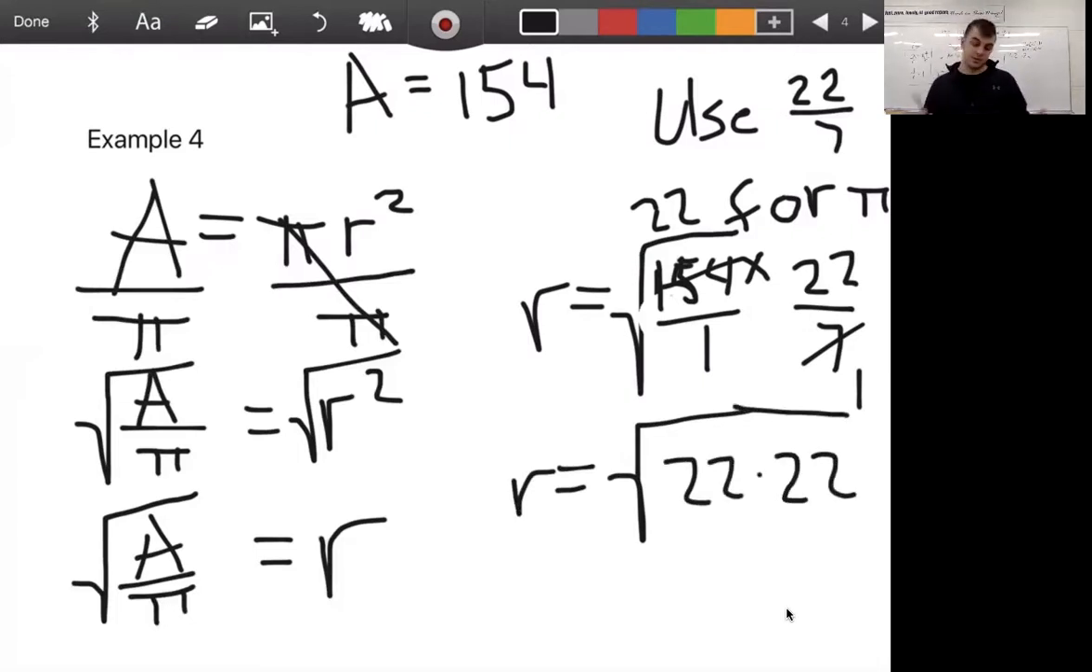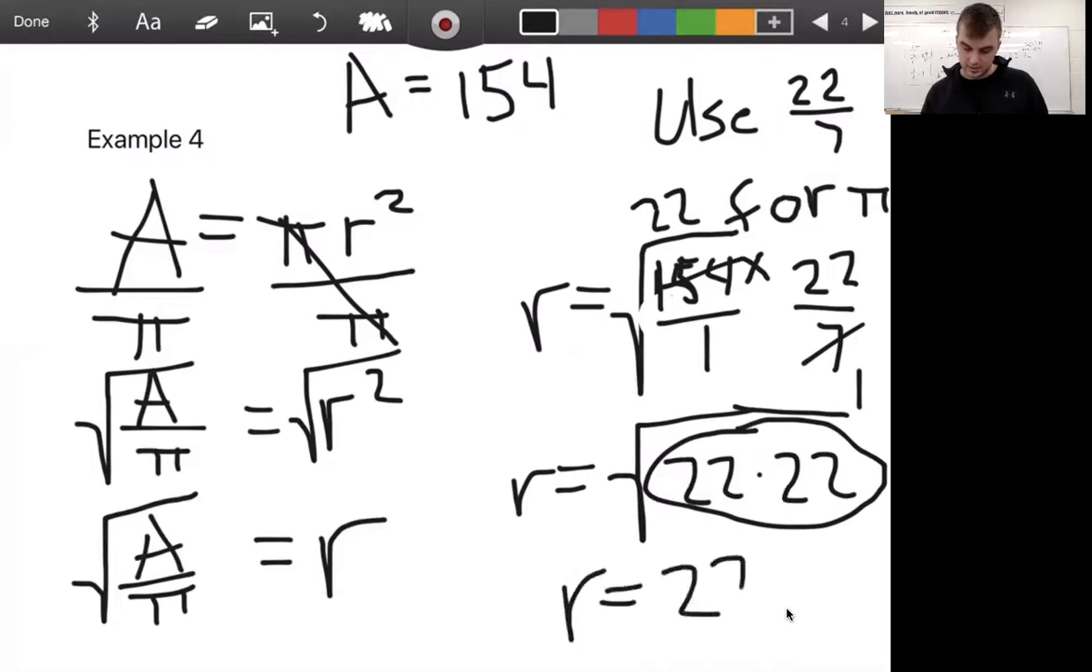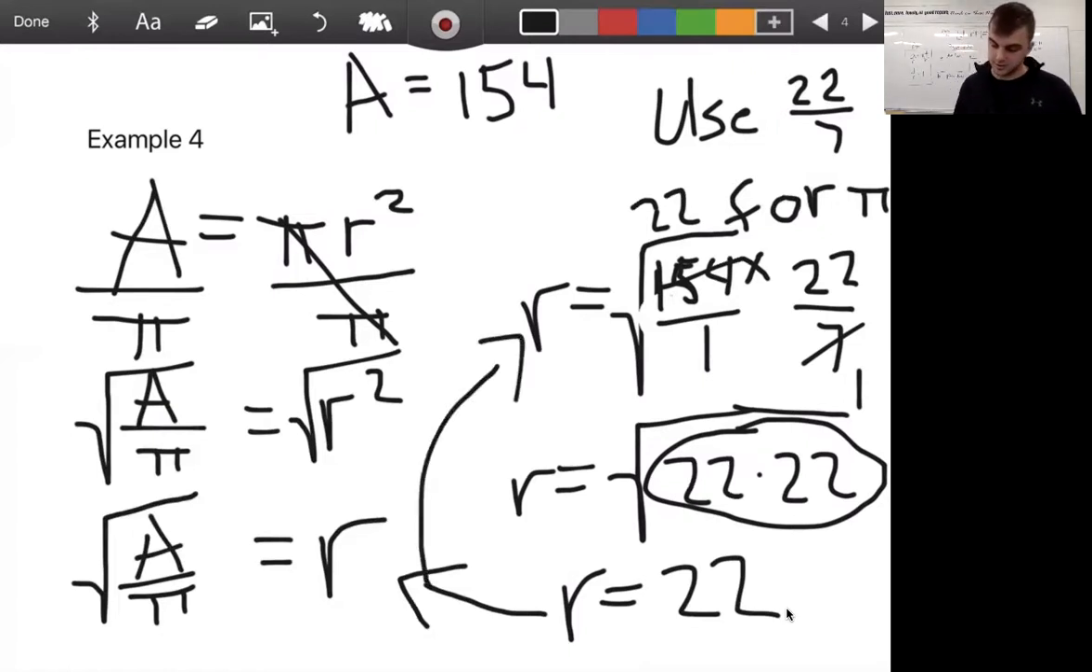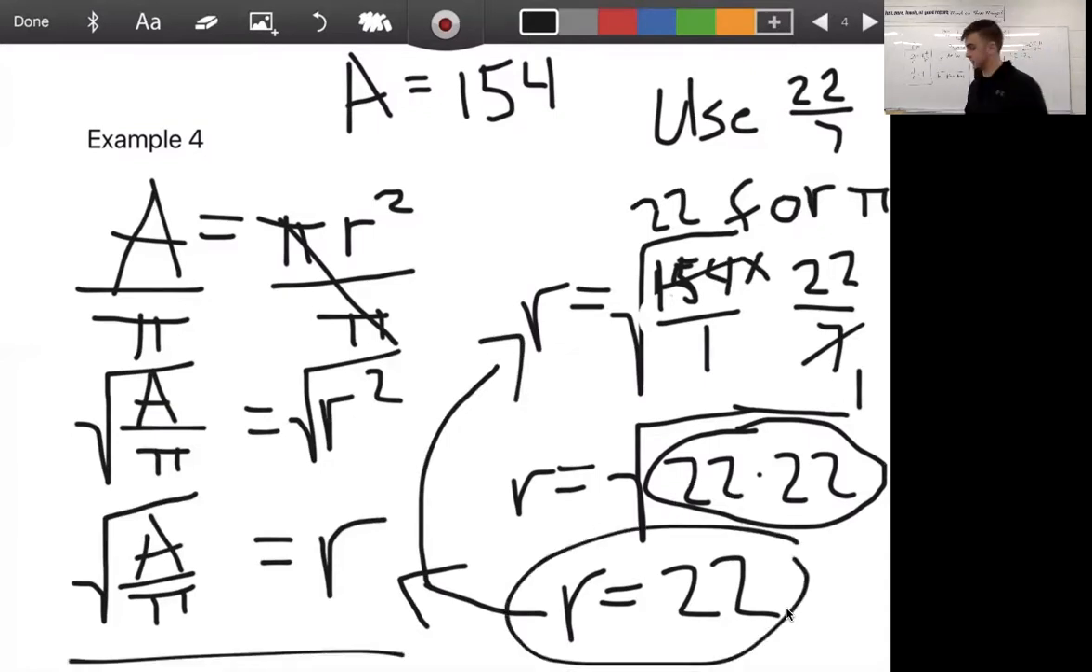So you could figure out 22 times 22, it's probably 400 something or other, 484. And you could figure that out, or you could just realize that, wait, there's a group of two here. So that means when I pull it out, it's going to be 22. So the radius is equal to 22. You could go back to your original problem, put in 22 for that, and figure that out. But your answer, for example 4 there, is 22, using your transformed formula.